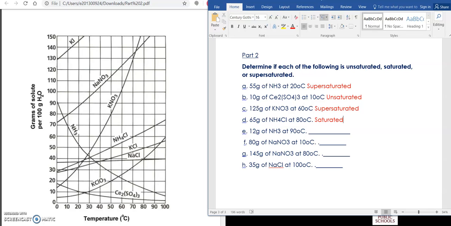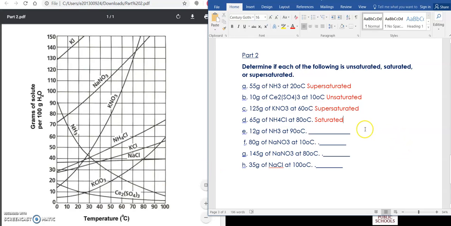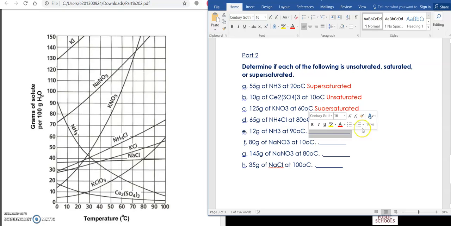Letter E says 12 grams of NH3 at 90 degrees. So I'm going to go over to 90 degrees, and I'm going to trace up to NH3. I've got right here, NH3 at 90 degrees. It's at 10 grams. This says 12 grams, so we know that it's going to be supersaturated because 12 is more than 10. And if I have more solute than I have room for saturation, then I know it's going to be supersaturated.